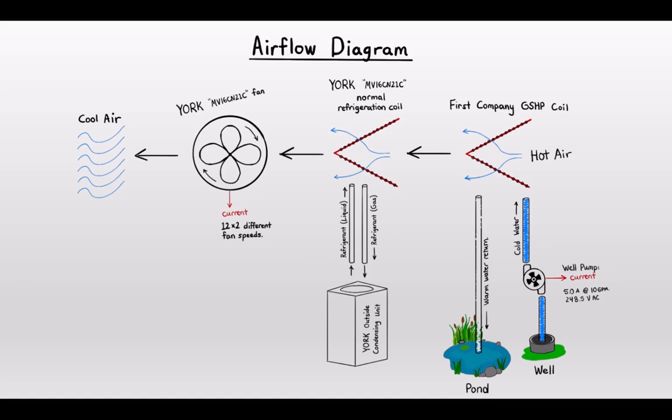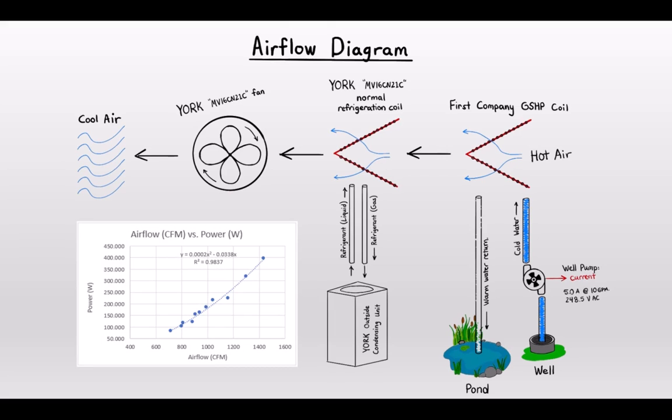The goal of our analysis is to minimize the cost per BTU of cooling provided by the ground source heat pump coil. To do this, I had to find the cost function of the well pump and fan motor. The development of the fan motor cost model was easy enough. I simply measured the current and voltage for a variety of different CFMs and created a plot as shown.